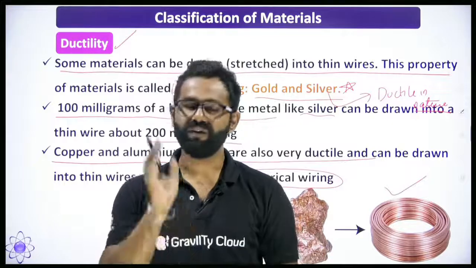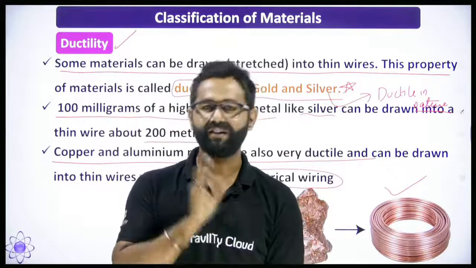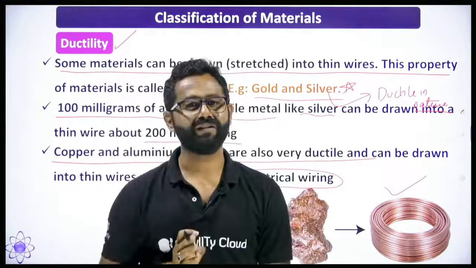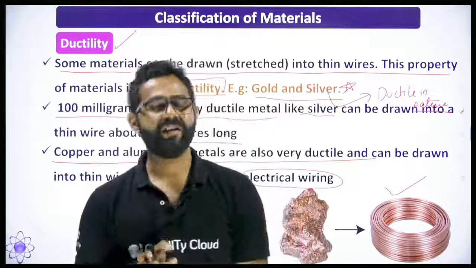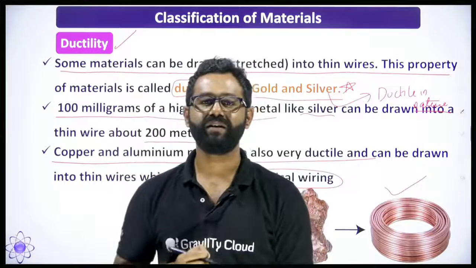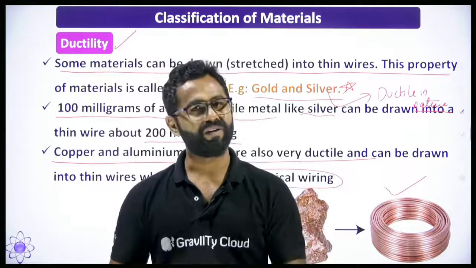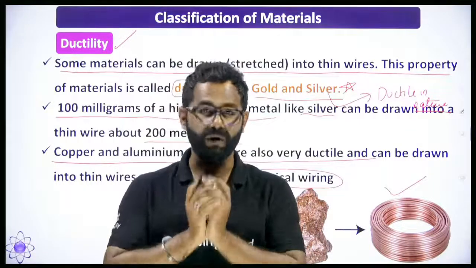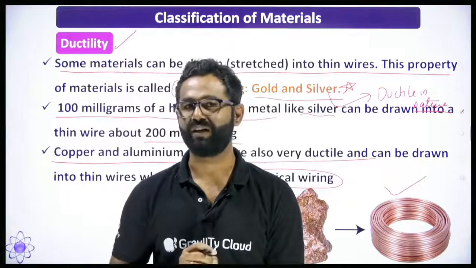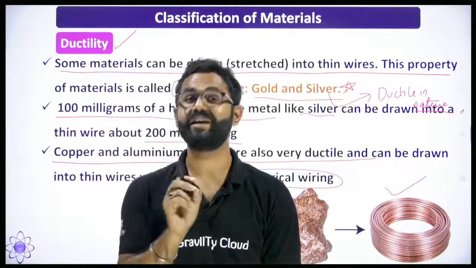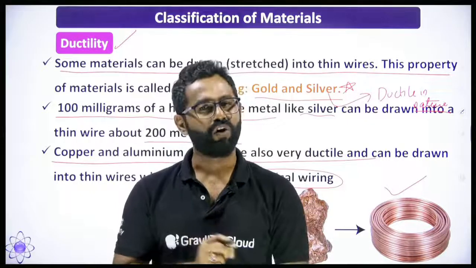So far we have understood the properties. One is shininess, second is transparency, third is hardness, fourth is malleability, and fifth is today's ductility. So these properties we have done, and I hope you understood everything properly. In the next class, we come up with new properties according to which we can classify metals or materials.